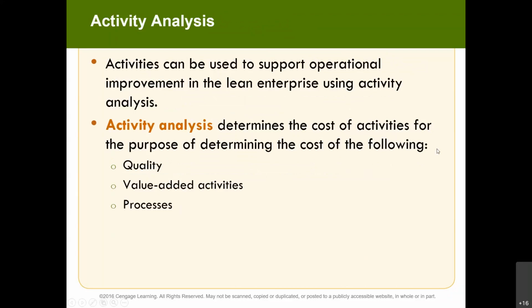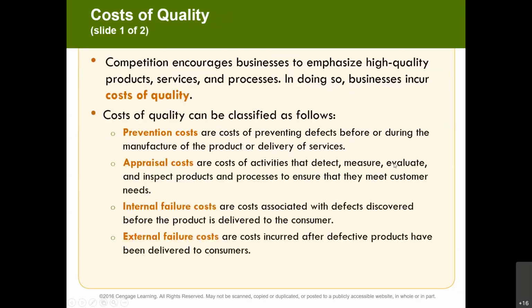So how do we analyze the activities? Activities can be used to support the operational involvement of the lean enterprise activity analysis. Activity analysis is used to determine the cost of activities for the purpose of determining the cost for quality, value-added activities, and processes. Very similar to what you learned in activity-based costing in the previous chapter.